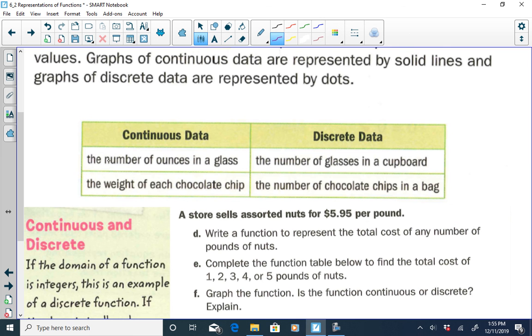Continuous data, some examples would be the number of ounces in a glass or the weight of each chocolate chip. Continuous data is a measurement, right? Measurement is your continuous data. And then we have our discrete data: the number of glasses in a cupboard, the number of chocolate chips in a bag. That's your count. Something that you can count would be an example of discrete data.